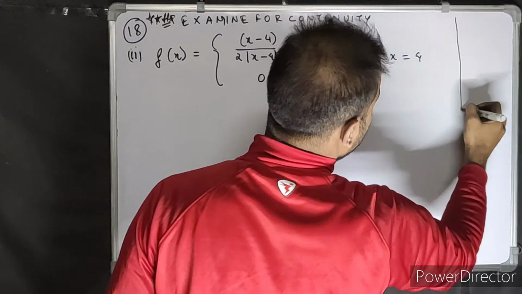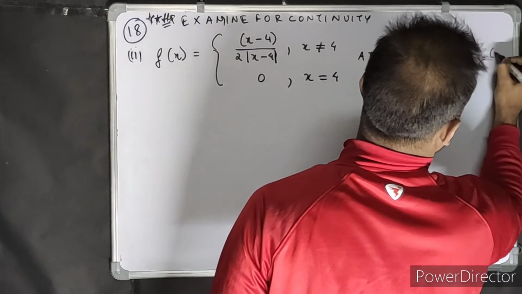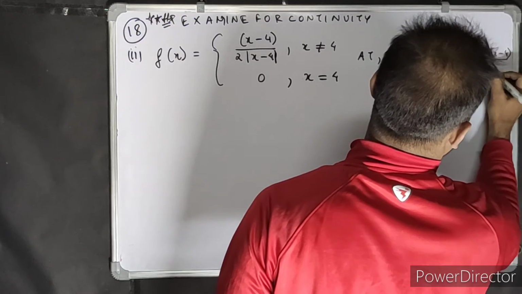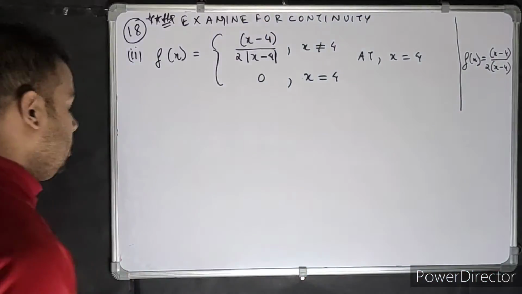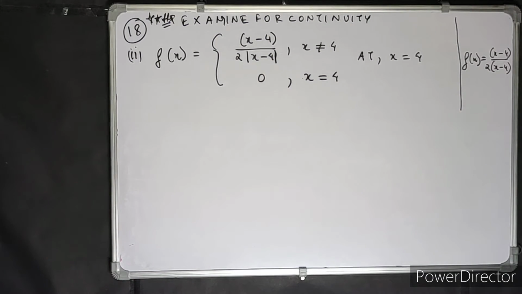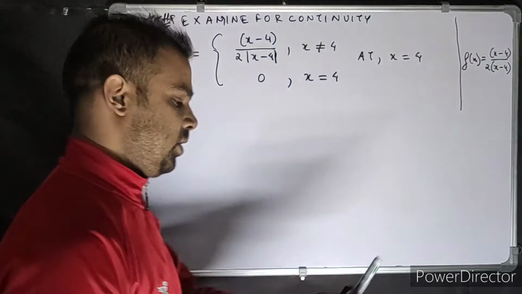So finally in the rough, this function will actually become this way, that is (x minus 4) divided by 2(x minus 4). You might want to cancel, don't do that. Okay, I told you many times, don't cancel it, because it came out of the mod sign and then the function is like this only.